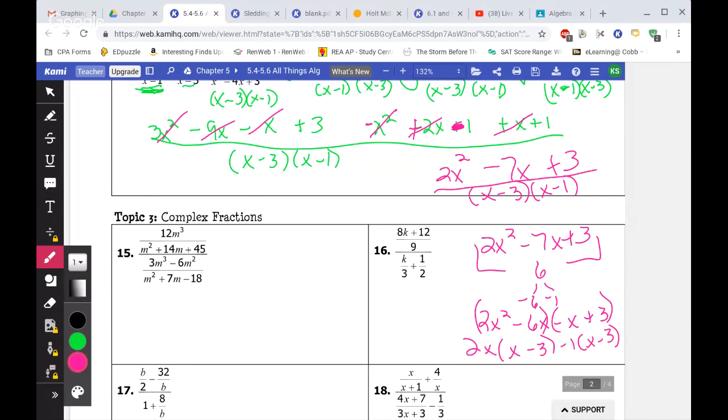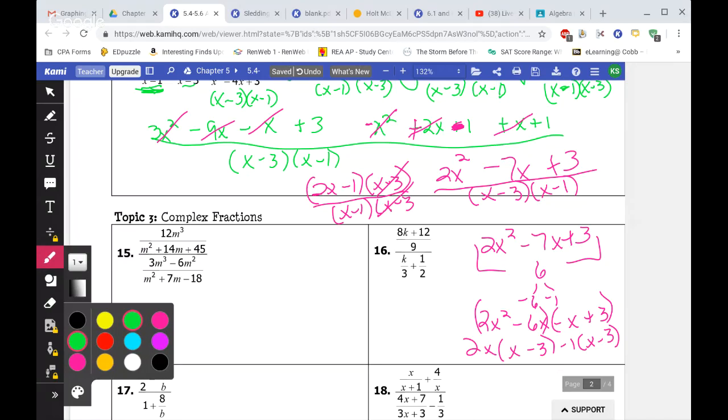So I have 2x minus 1 times x minus 3 all over x minus 1, x minus 3. And the x minus 3's cancel. So my final answer is 2x minus 1 over x minus 1.